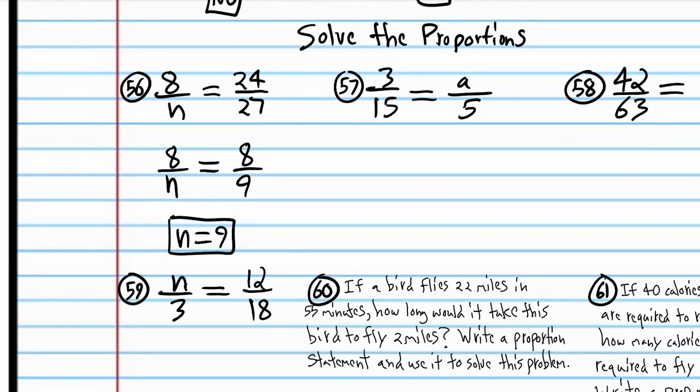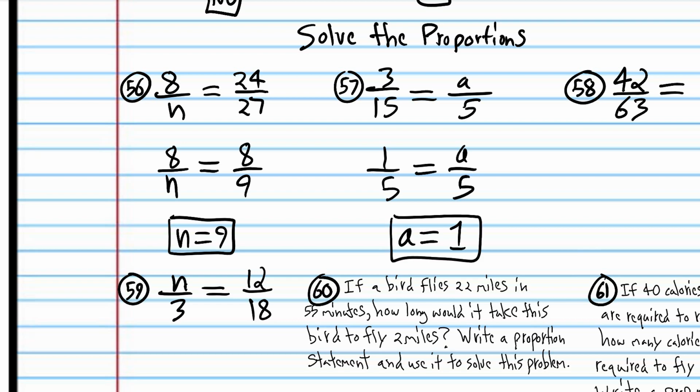A lot of different ways to do these. We're going to do the same thing here, and why don't you go ahead and try number 57. When you come back, we'll do it together. All right, we're back. I'm going to reduce this, divide both sides by 3, and I get 1 over 5 is equal to a over 5, and therefore, because the denominators are the same, the numerators must be the same also, so a must be equal to not 5, it must be equal to 1. So we got 1. Good job.